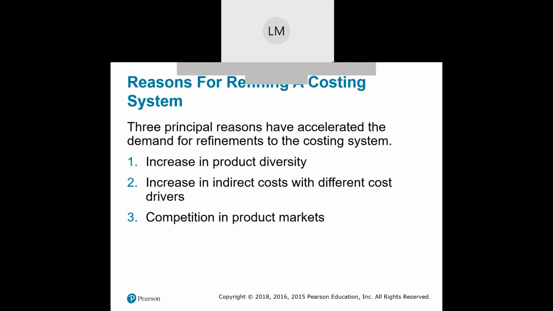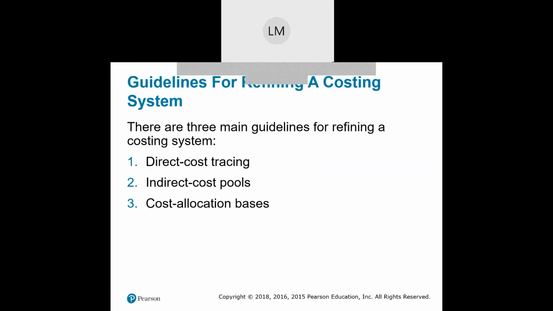With this being a global market where we can have competition from anywhere, we need to make sure that we are as competitive as possible in the markets we're in. Now, there are three main guidelines for refining a costing system: direct cost tracing, our indirect cost pools, and our cost allocation basis.